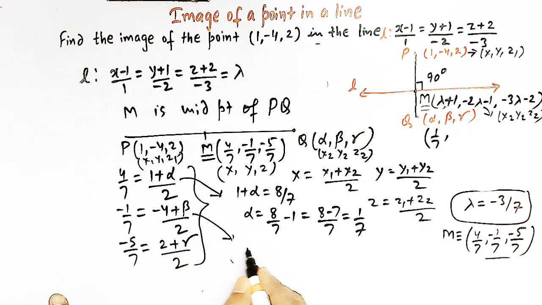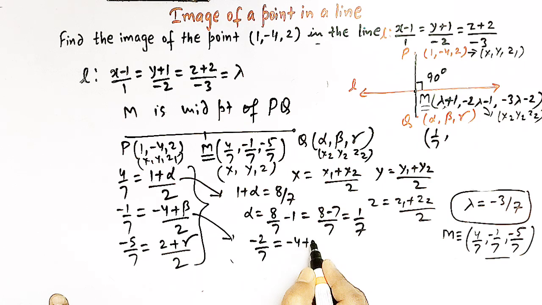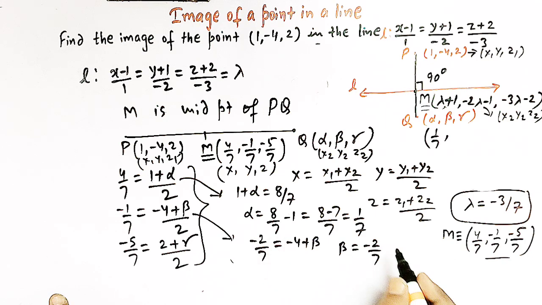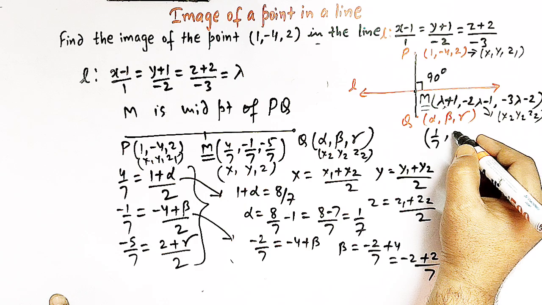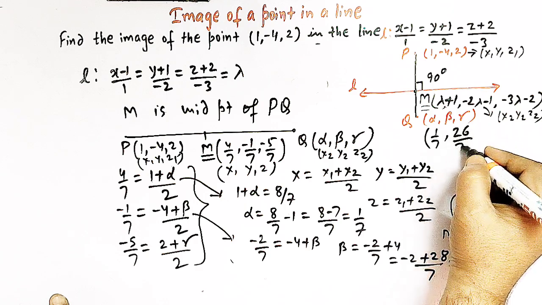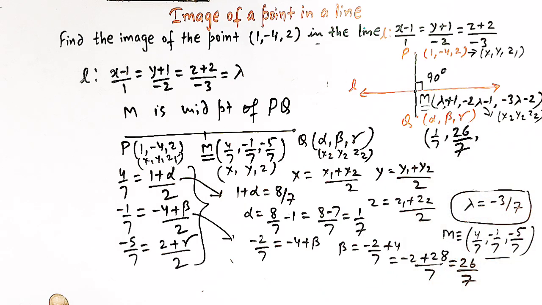Now from here we have minus 2 over 7 is equal to minus 4 plus beta. So beta is now minus 2 over 7. Taking minus 4 to this side, we have plus 4. So we have (minus 2 plus 28) over 7, that is 26 over 7. So here we have beta as 26 over 7.